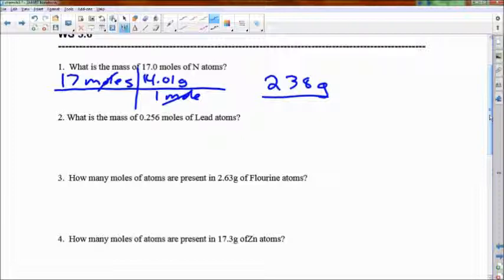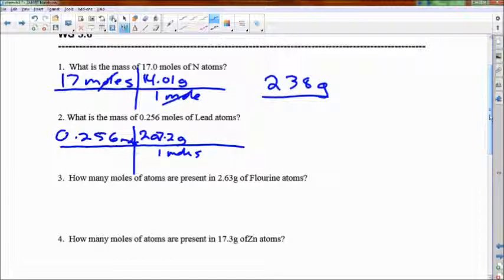Number 2 is the same basic setup. We've got the number of moles. We need to convert that to grams. The only difference here is we're talking about lead now instead of nitrogen. So for lead, our molar mass is 207.2 grams per 1 mole. But we're still doing the same basic math. We take the number of moles, 0.256, multiplied by the molar mass of 207.2, and we end up with 53.0 grams.